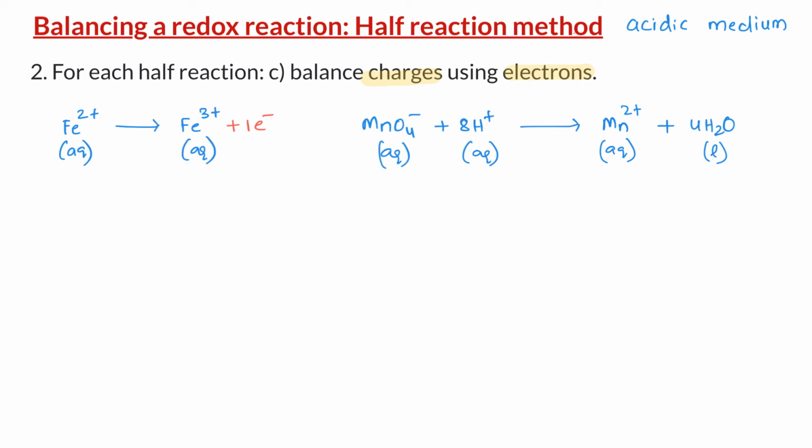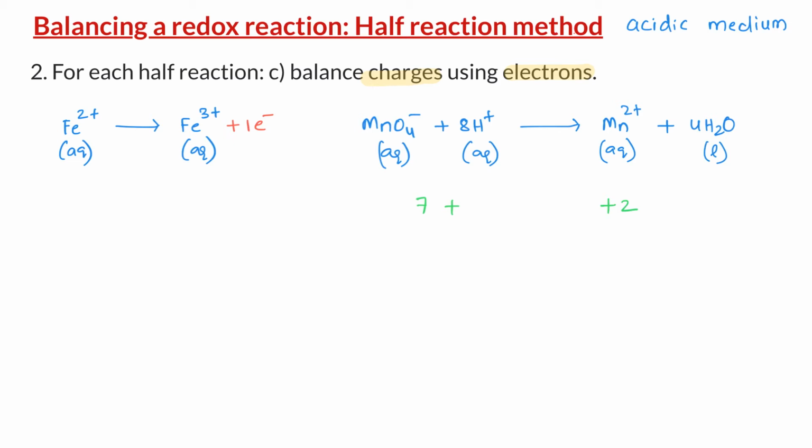Now let us balance the charges for the reduction half reaction. First, let us count the charges on the reactant side and product side. On the reactant side, I have 1 negative charge and 8 positive charges. So overall, we have 7 positive net charges on the reactant side. On the product side, we have only 1 charged species with an overall net charge of 2+.